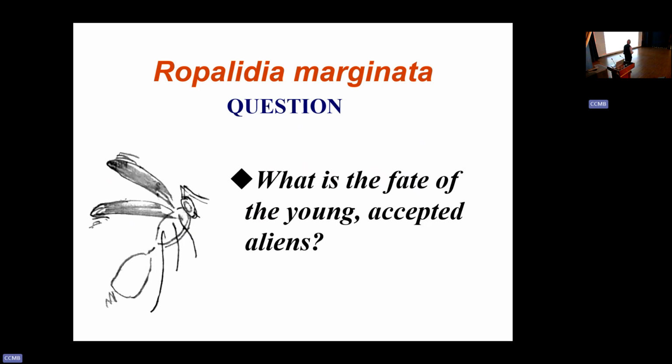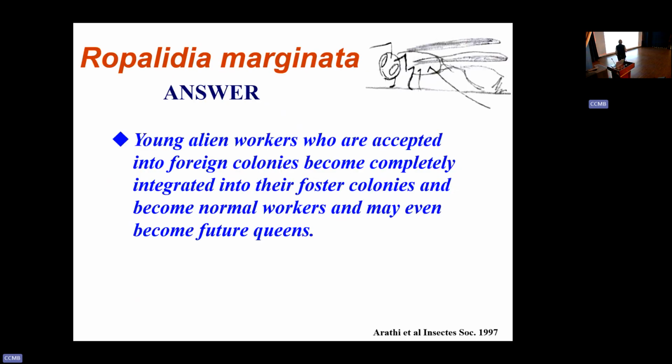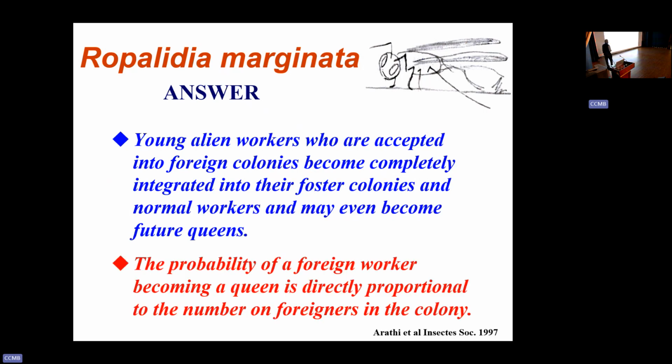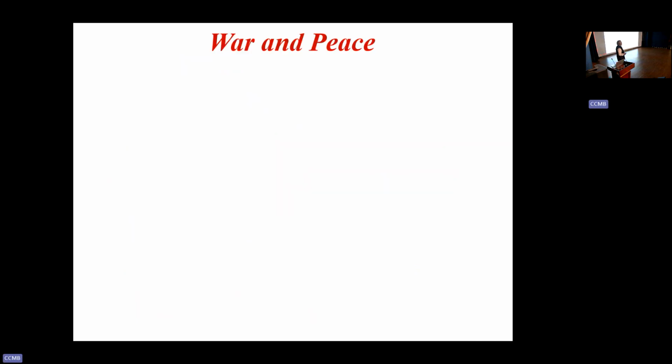To our great surprise, we found that young alien workers who are accepted into foreign colonies become completely integrated into their foster colonies and become normal workers and may even become future queens. Indeed, we found that the probability that a foreign worker will become a queen is directly proportional to the number of foreign workers. No distinctions once they get integrated into the colony. That is War and Peace for you.